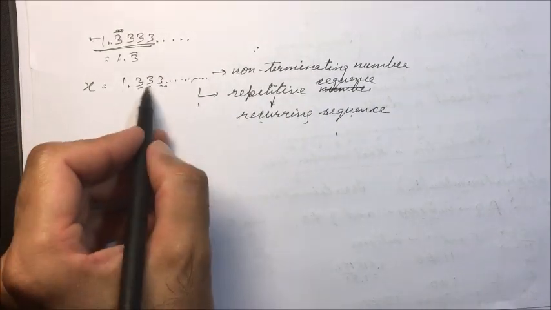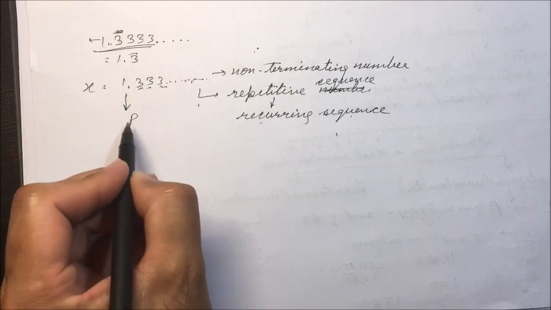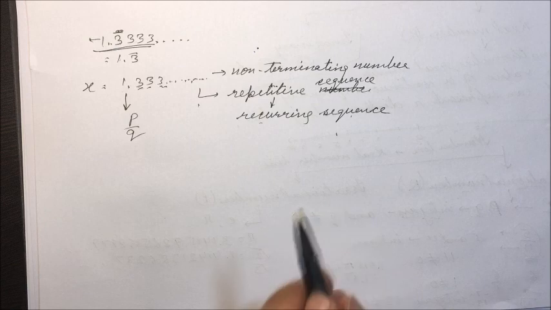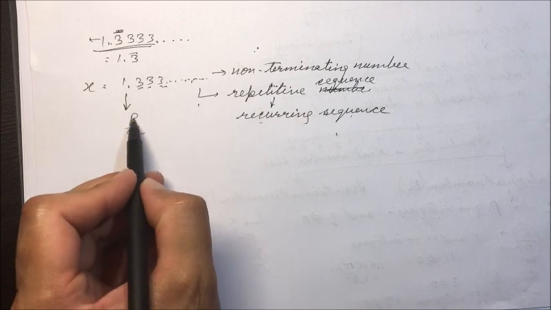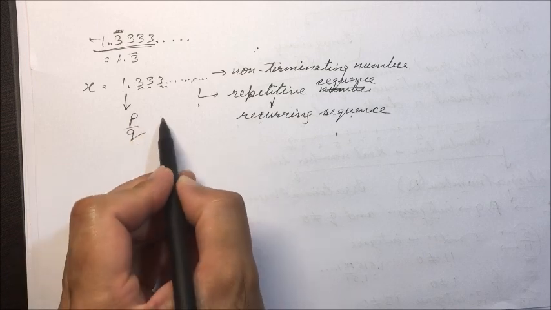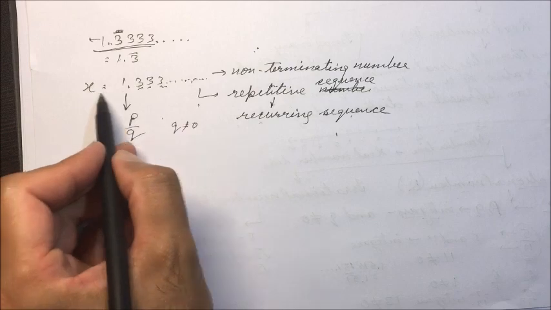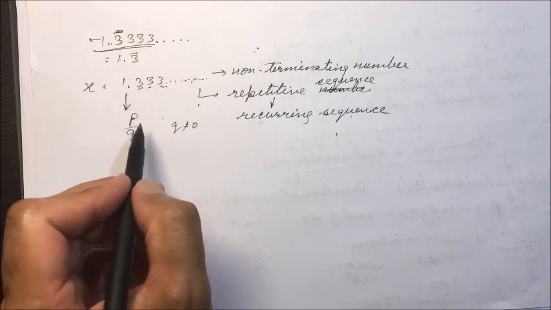Now to prove, how to represent this number in the form of p by q. Because a rational number is defined as a number which can be represented in p by q form, where p and q are integers and q not equal to 0. So we have to see whether this number can be represented in this form.